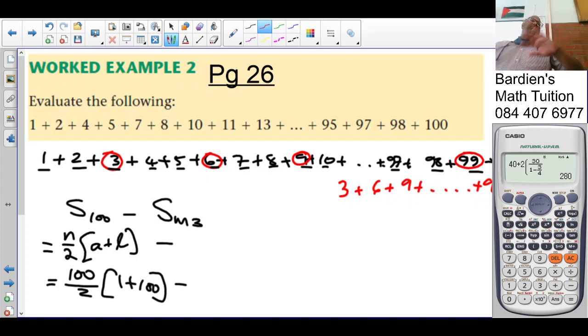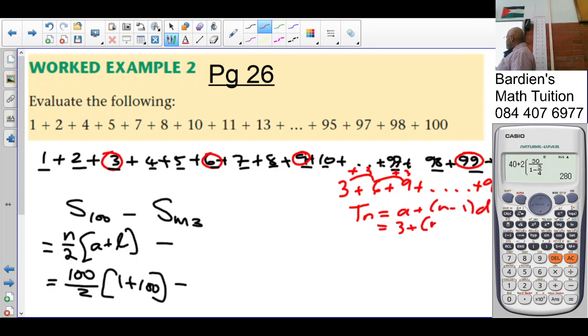Now say for argument's sake we didn't know that. Okay, we act like we don't know, which we normally do, no? So we say, okay, the general term, is this an AP or a GP? How do we move from one to the next? Adding 3, then 3 and so on. So Tn is equal to a plus n minus 1 d. What's my a value? 3 plus n minus 1 times 3. So that's going to give you 3n minus 3 plus 3 is 0.